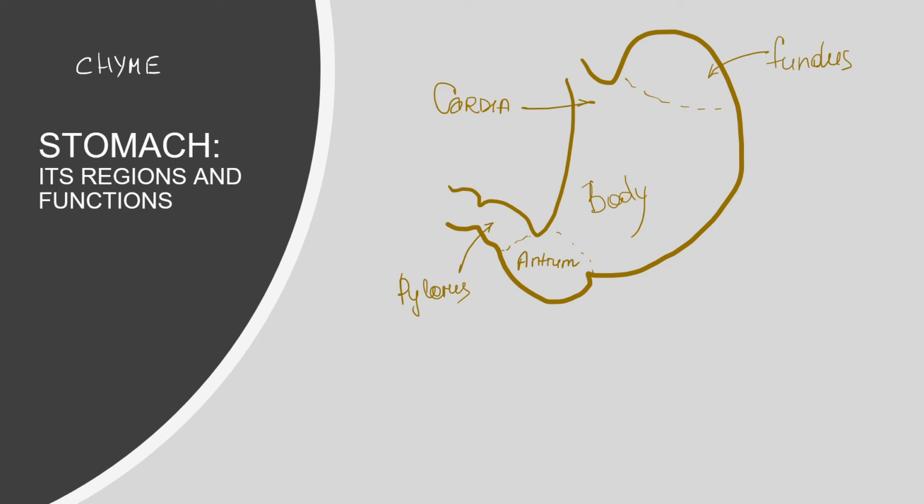Let's take a look at its regions, all right? So the stomach has the cardia, which is the entrance of the stomach. It has the fundus, body, antrum, and pylorus. When food enters the stomach, a vagovagal reflex from stomach to brainstem and back reduces the tone of the muscular wall, and the relaxed stomach is able to accommodate about 1.5 liters of food.